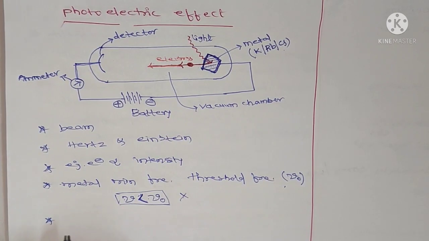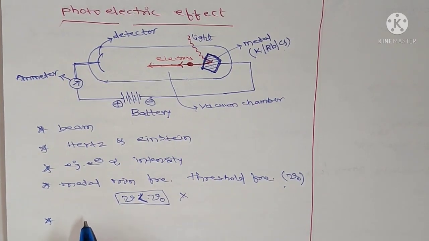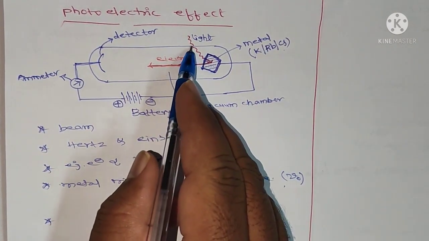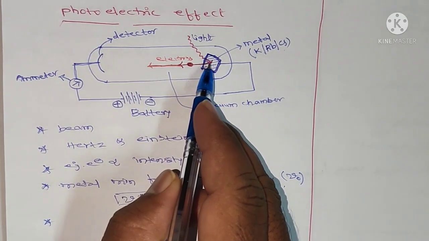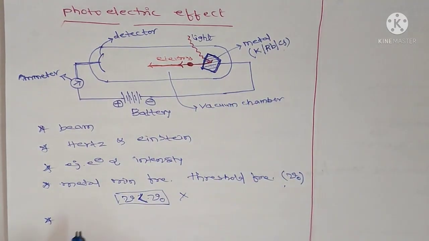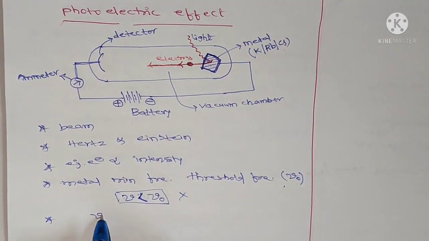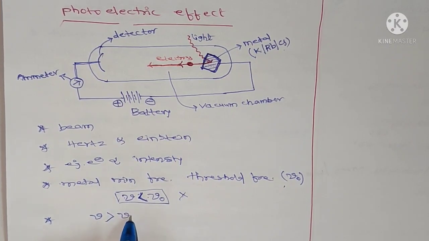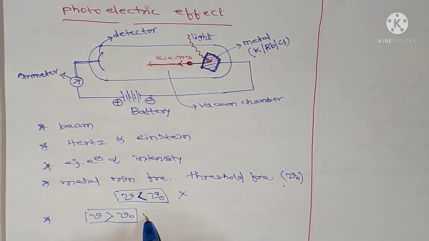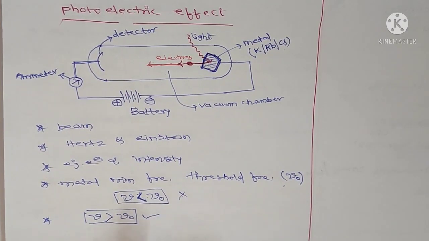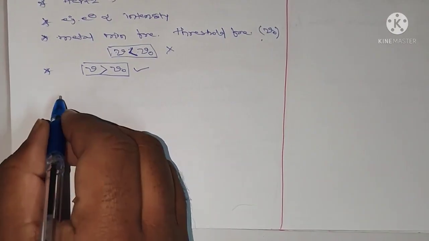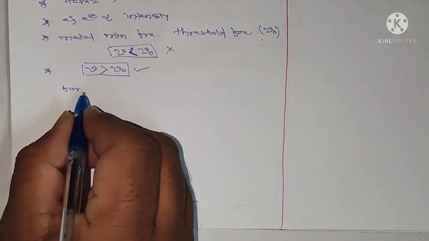And the photoelectric effect is observed when the incident light frequency is more than the threshold frequency. In this case only the photoelectric effect will be observed. Let me take some examples here.